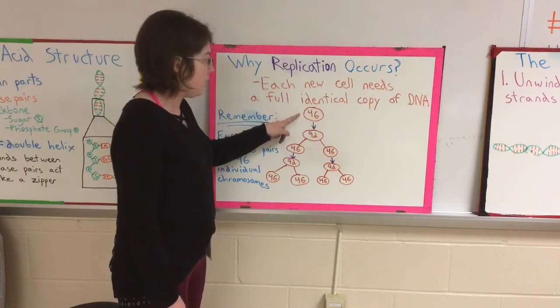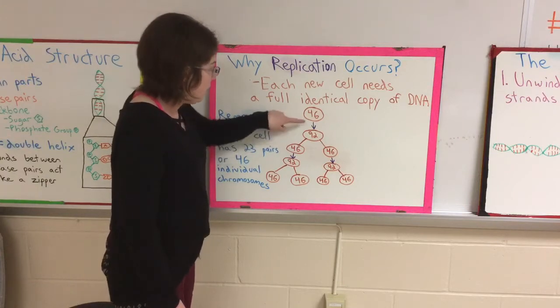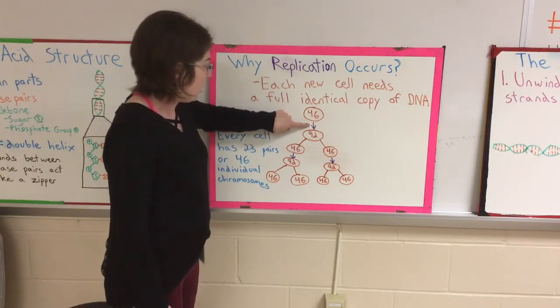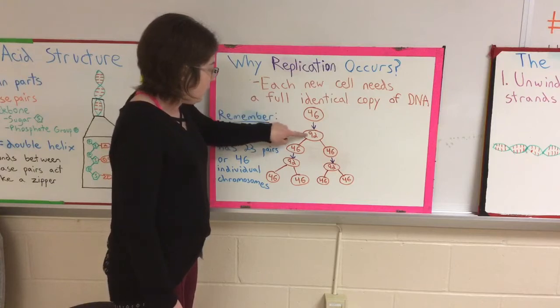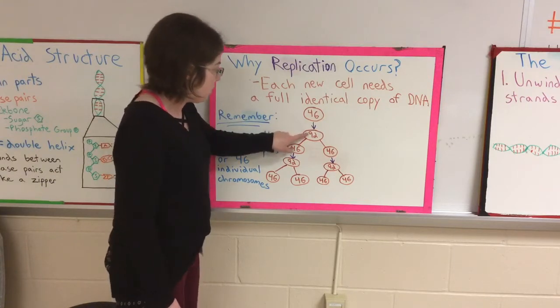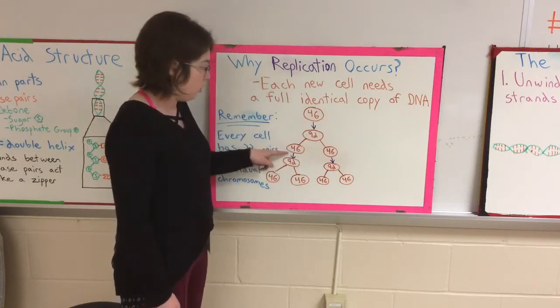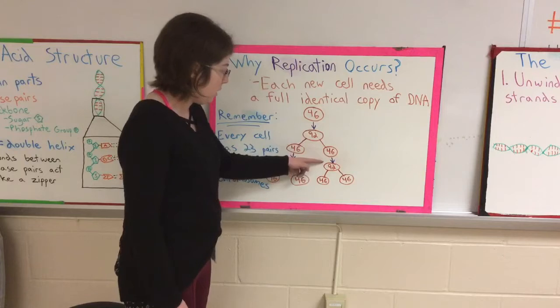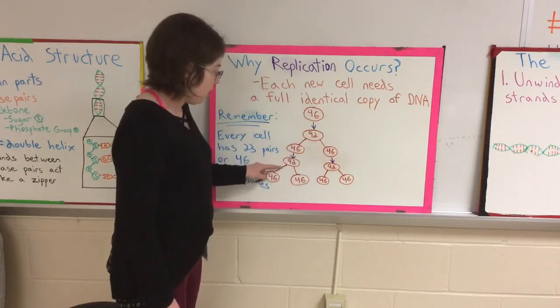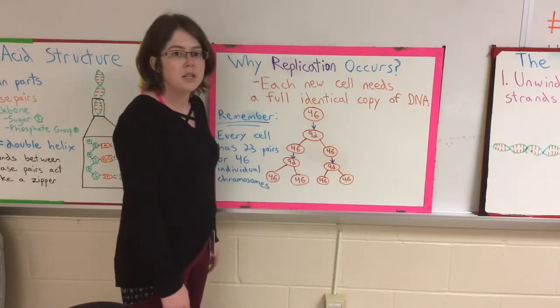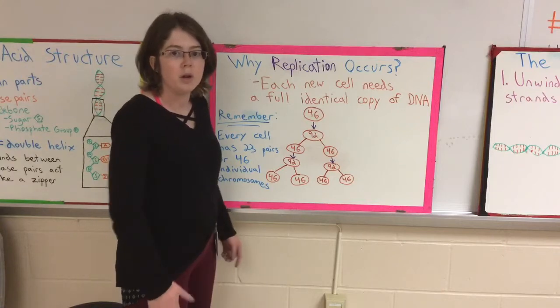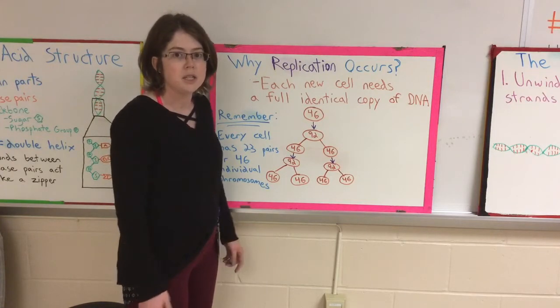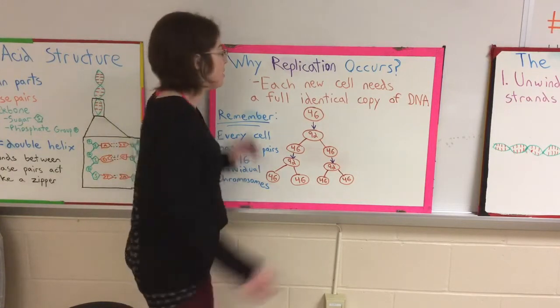So you start with a cell that has 46. It replicates here where the purple arrow is. So that same cell will have 92, then it'll split into 46 again. And then each of those cells, when it needs to make new ones, will replicate, have 92, and split. This process continues over and over and over again as long as our body needs to continue to make new cells.